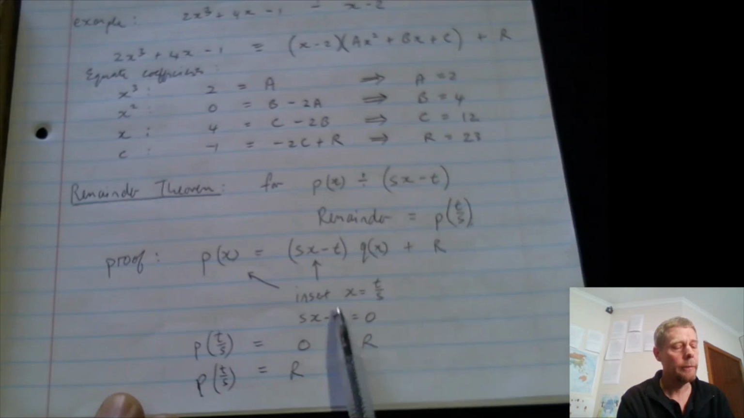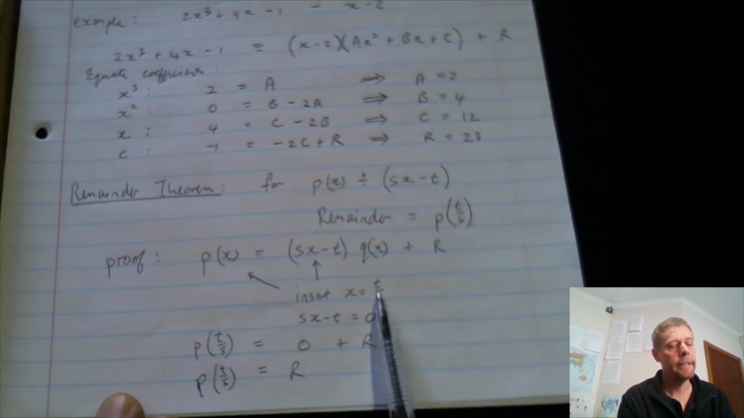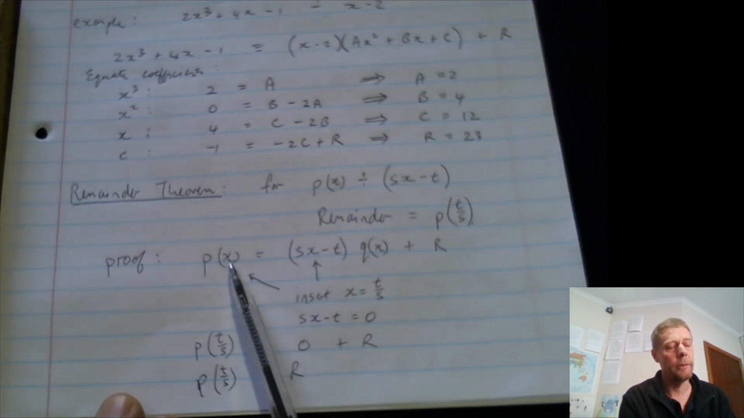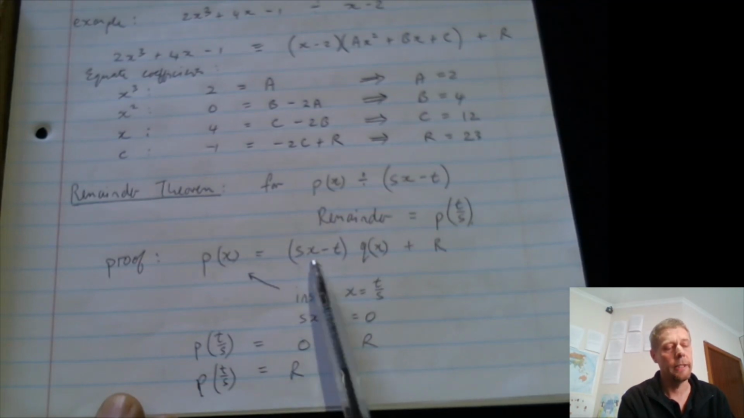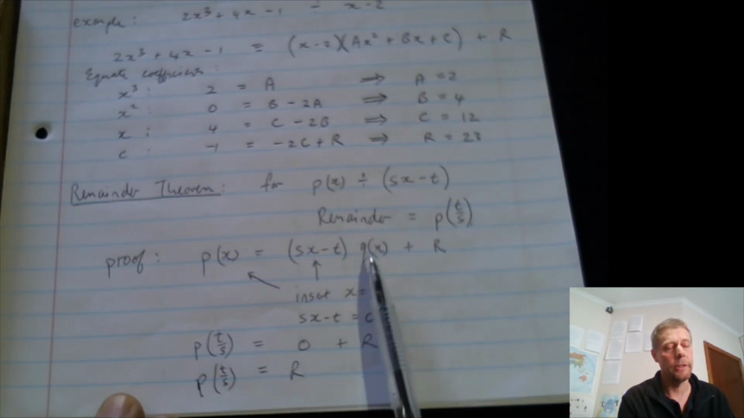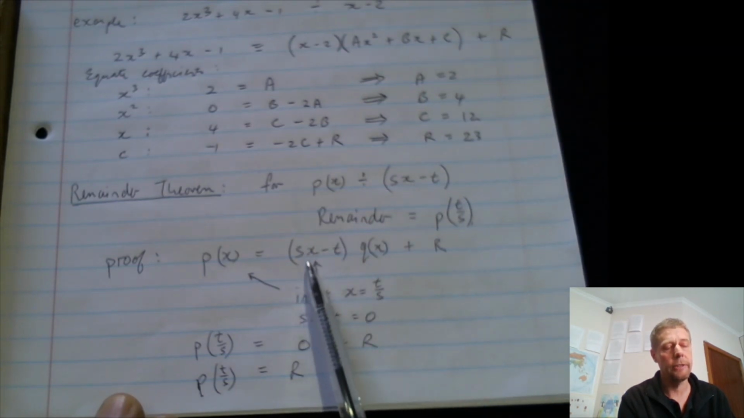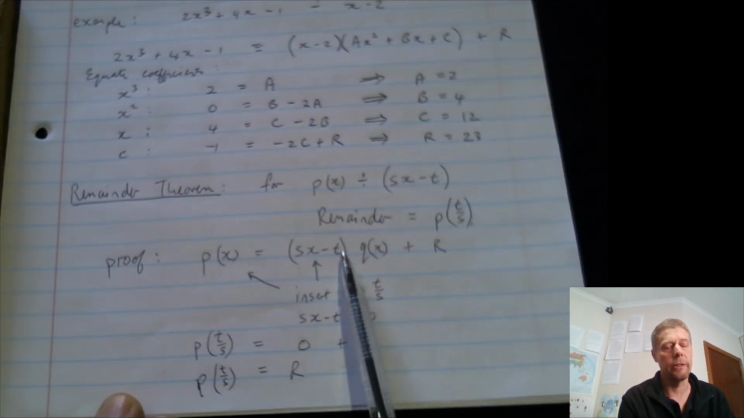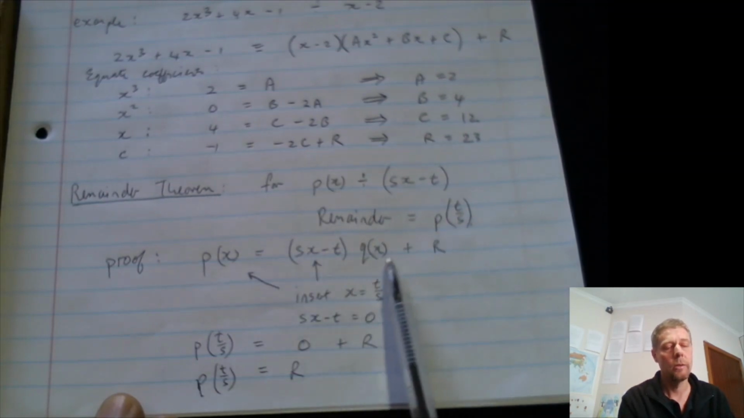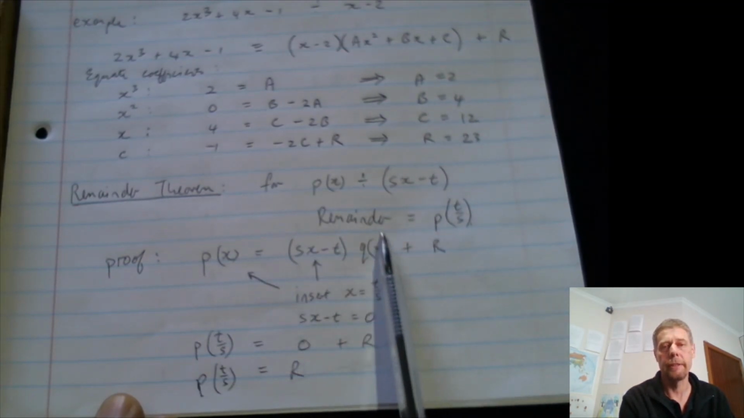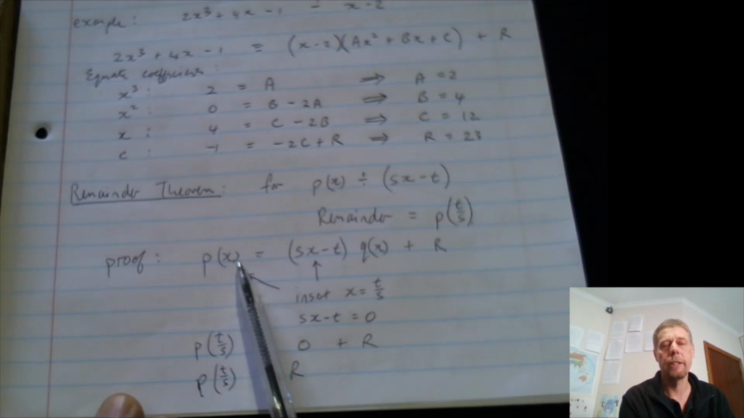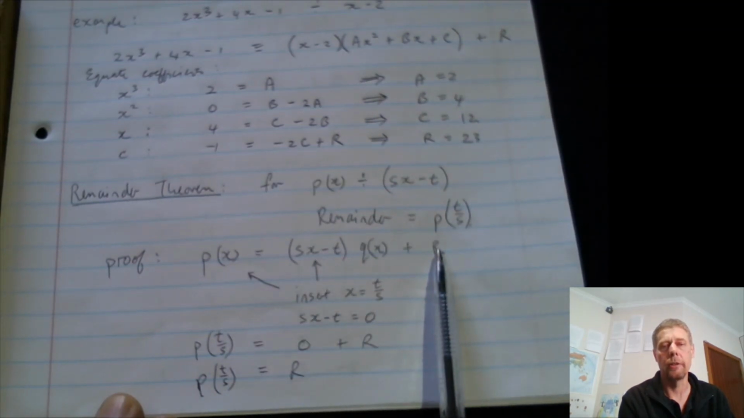So now, if we were to insert x equals t over s into my polynomial and into sx minus t, we don't know what our quotient is, so we can't insert it there. You can quickly see that if you insert t over s into this sx minus t, you get 0. That means this whole term here bombs out, it's 0. And so p of t over s is equal to r.